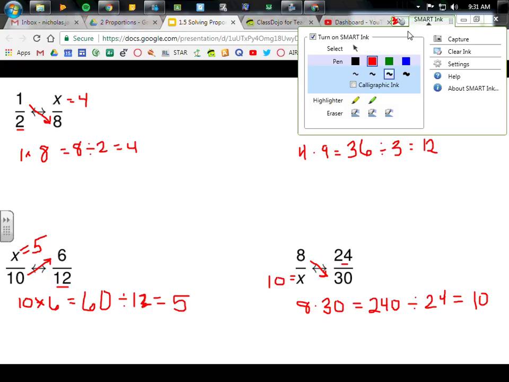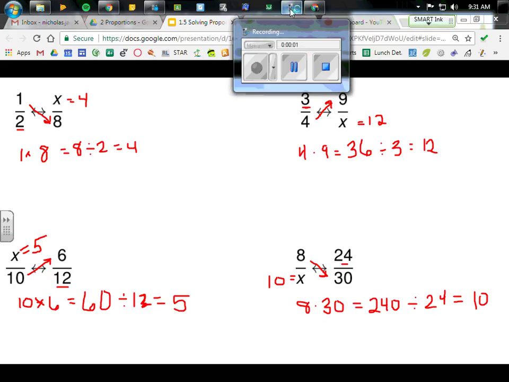Okay. All right. So this is how you solve for proportions, and I hope that I was able to help you out.